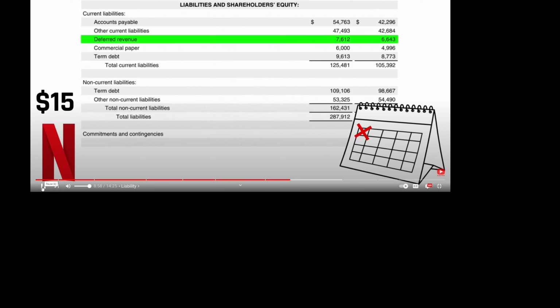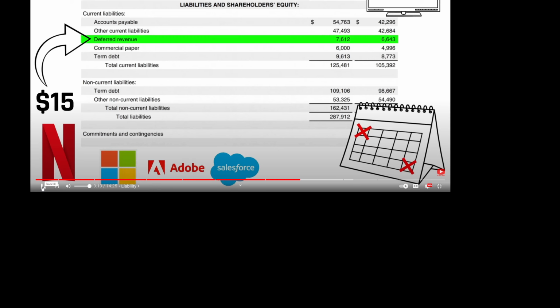However, because of accounting rules, the company cannot classify that $15 you pay them as revenue until they provide the service to you. So in this example, provide you with a month of access to Netflix. So that $15 will show up in deferred revenue until after the company has provided you with the promised service. This is very common in subscription-based software businesses like Netflix, Microsoft, Adobe, and Salesforce. In the case of Apple, this deferred revenue would come from their services business like Apple Music and iCloud storage.